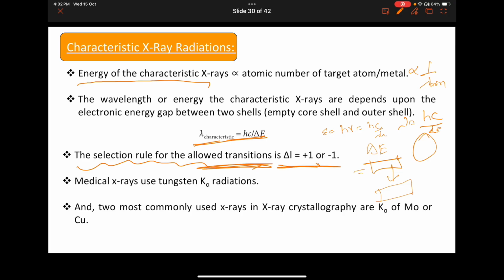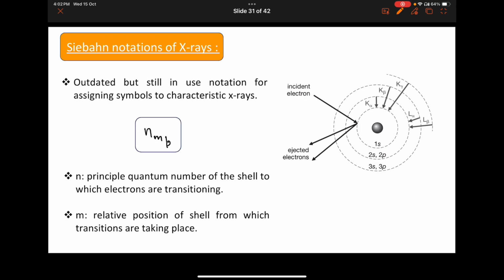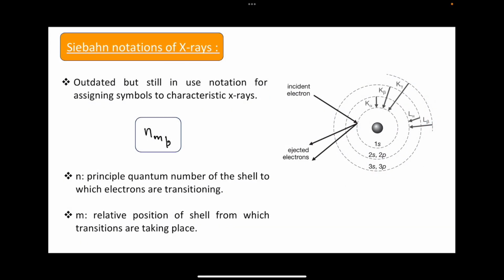In the medical field, for medical X-rays, the X-rays used are the tungsten K alpha radiation. And in XRD, mostly we use either the copper or the molybdenum K alpha X-rays. So now, let's talk about Siegbahn's notation of the X-rays. Earlier we saw K alpha written somewhere, K beta was also written somewhere. So what do these actually signify? These are all part of Siegbahn's notation of the X-rays, a bit of an outdated model, but we still use it to characterize the X-rays, mostly the characteristic radiations.